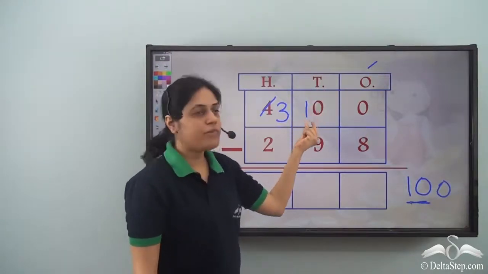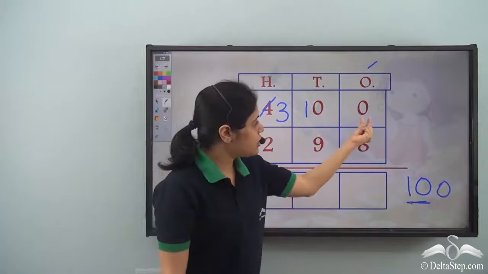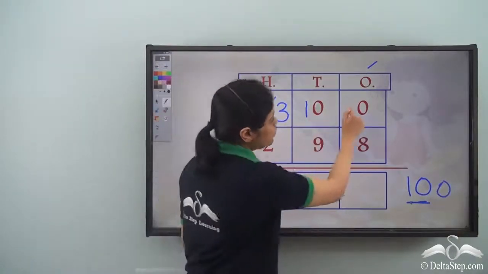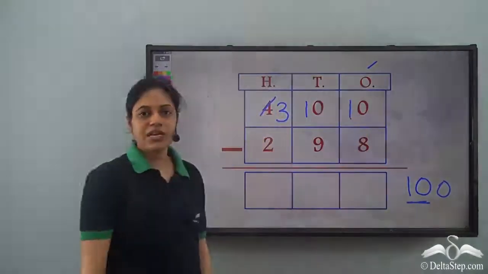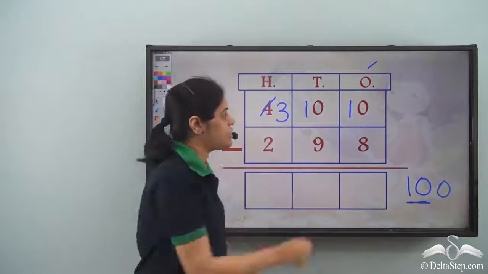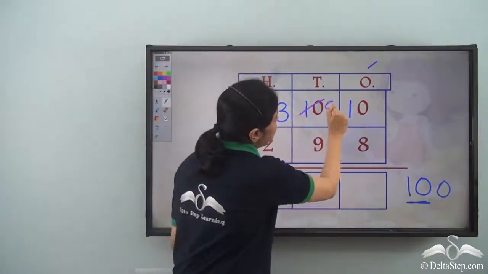Now this number is 10. So this 0 can now borrow from this. So this 0 borrows 1 and becomes 10. And since this 10 has given 1 to this 0, it becomes 9.